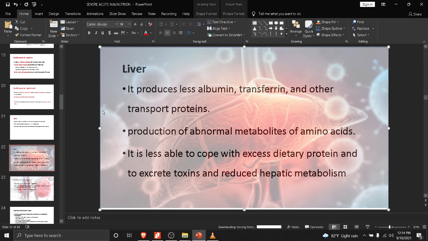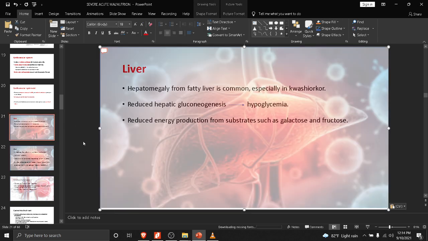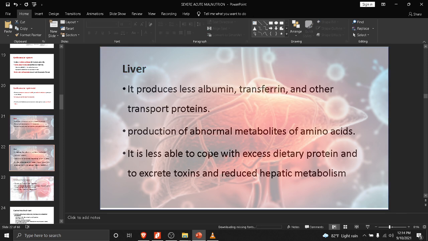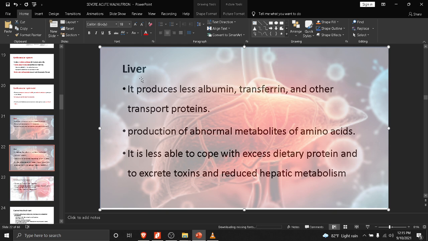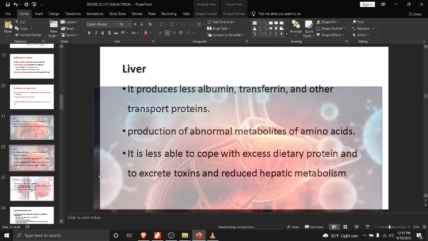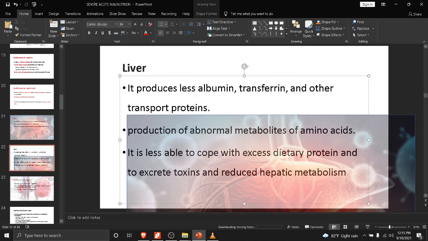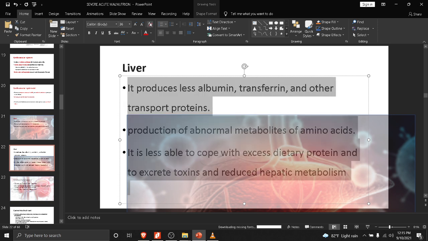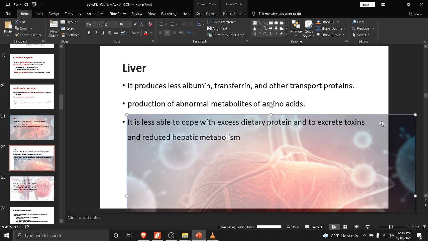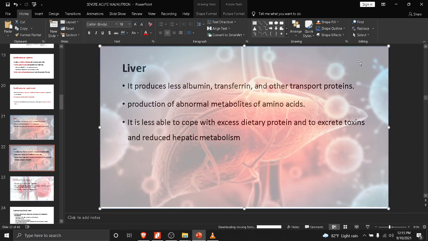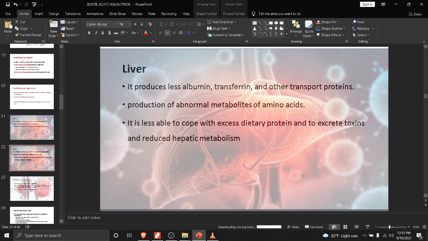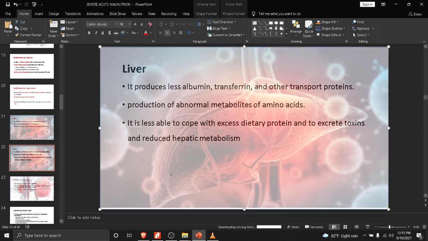Also, reduced hepatic gluconeogenesis occurs, which leads to hypoglycemia. Energy production from other substrates like galactose and fructose is also reduced. Again, all the synthetic functions are affected. Albumin, transferrin, and all the transport proteins are reduced. Abnormal metabolites of amino acids are produced, and the liver is less able to cope with excess dietary protein and to excrete toxins. This reduced hepatic metabolism leads to all these complications.